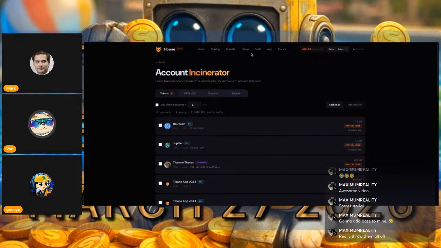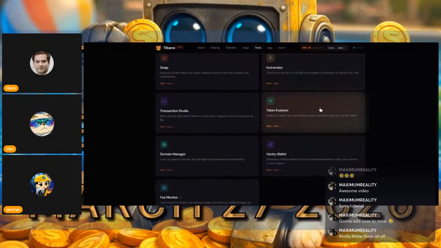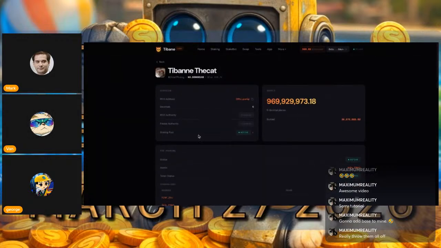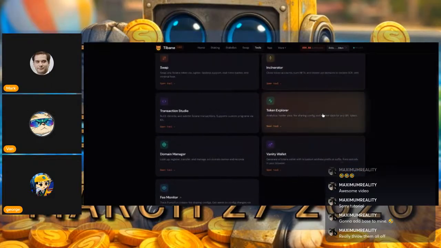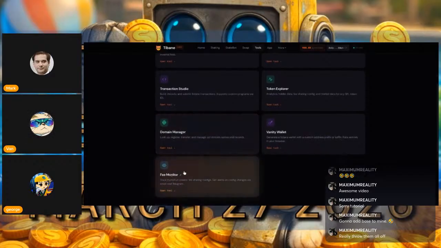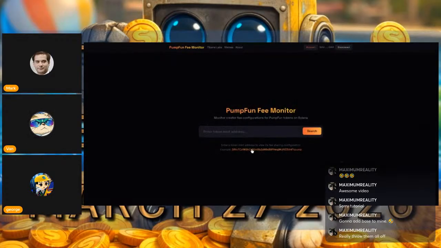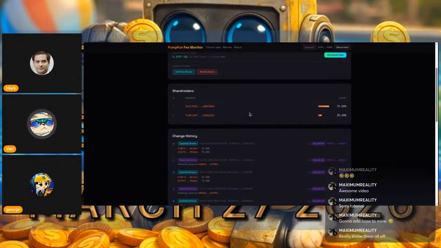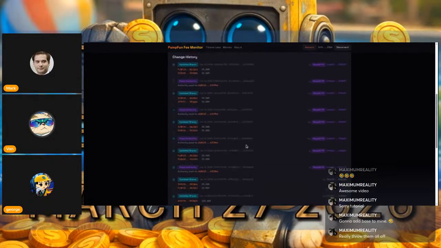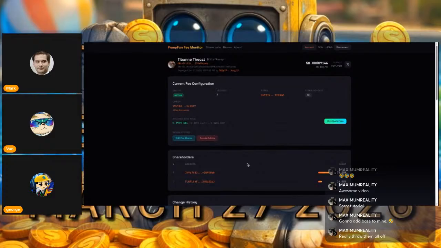You got the token explorer. You look at metrics of any token. There's Tibane right there. Then you got the Vanity wallet, which we just covered. You got the domain manager, and then you got the fee monitor, the Pump CTO fee monitor, which still works and is functional. If you got a ticker you really like and it's laying around, you want to know the minute the CTO goes through, you can use that.